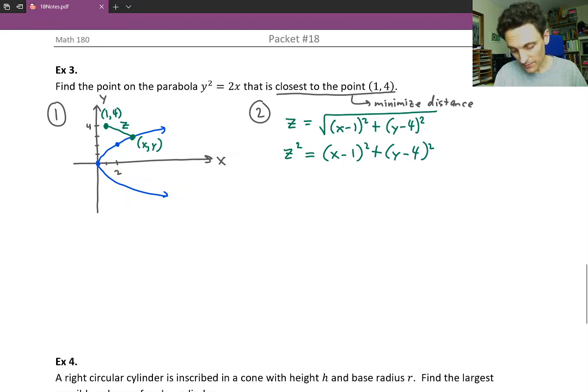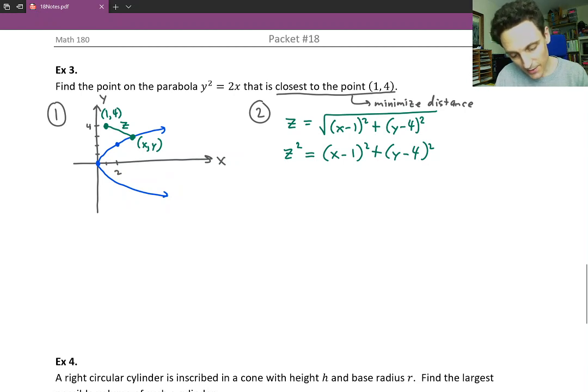So imagine the distance between 1 comma 4 and the closest point, let's say that's 2. Well then the square of that would be 4. Any other point that has a longer distance to 1 comma 4, then the square of it is going to be bigger than 2 squared. It's going to be bigger than 4. So by minimizing the square of the distance, we're actually going to minimize the distance itself.